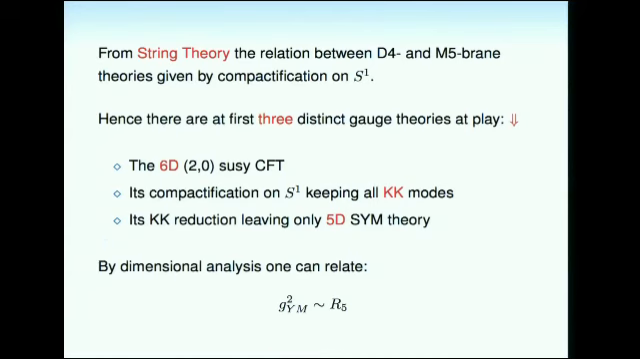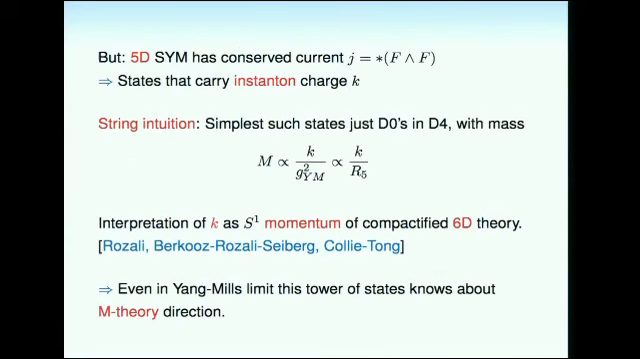Okay. Now, of course, 5D Yang-Mills is a very interesting theory, and it throws a spanner in the works in this case, because it involves a conserved current, which is equal to this star of F wedge F. The associated charge is nothing but the instanton charge. So in fact, what you see is that 5D Yang-Mills allows for the existence of states which carry instanton charge K.